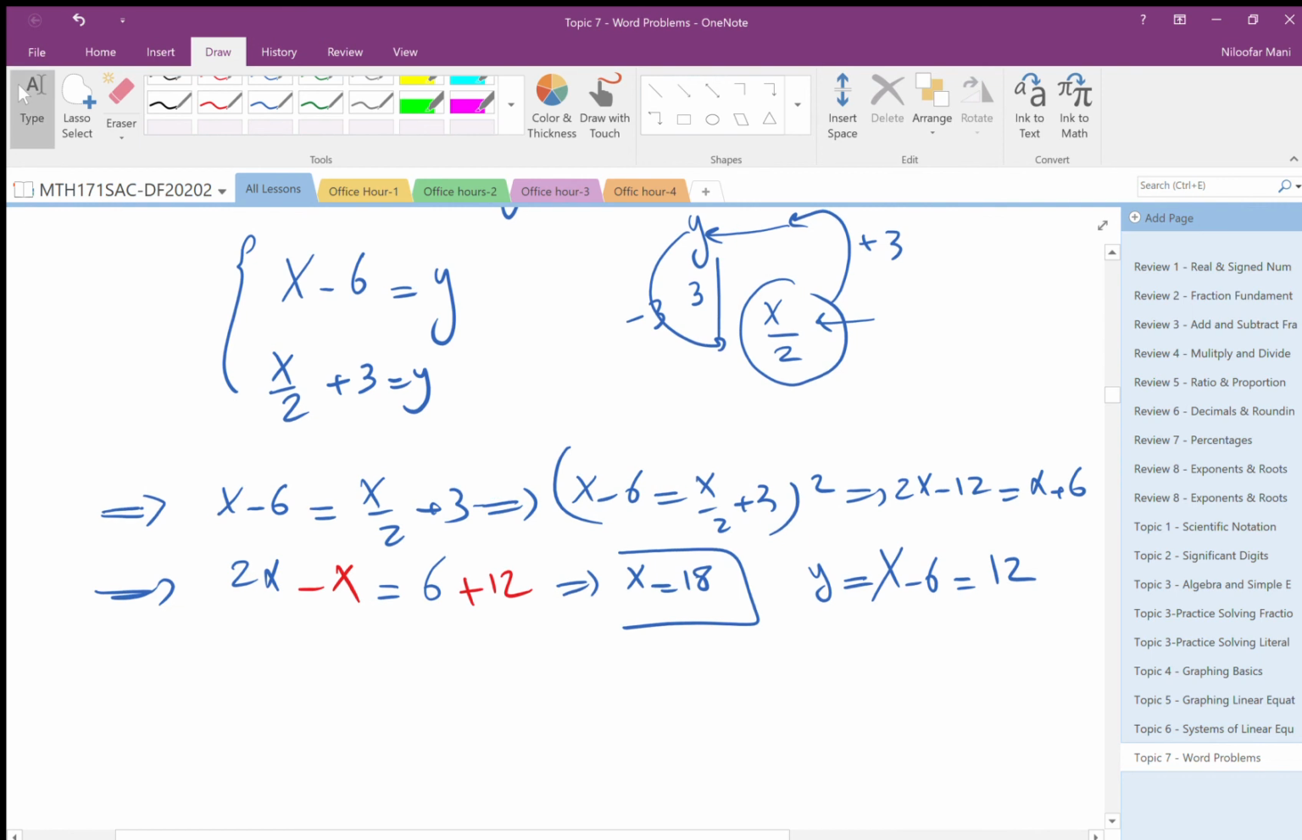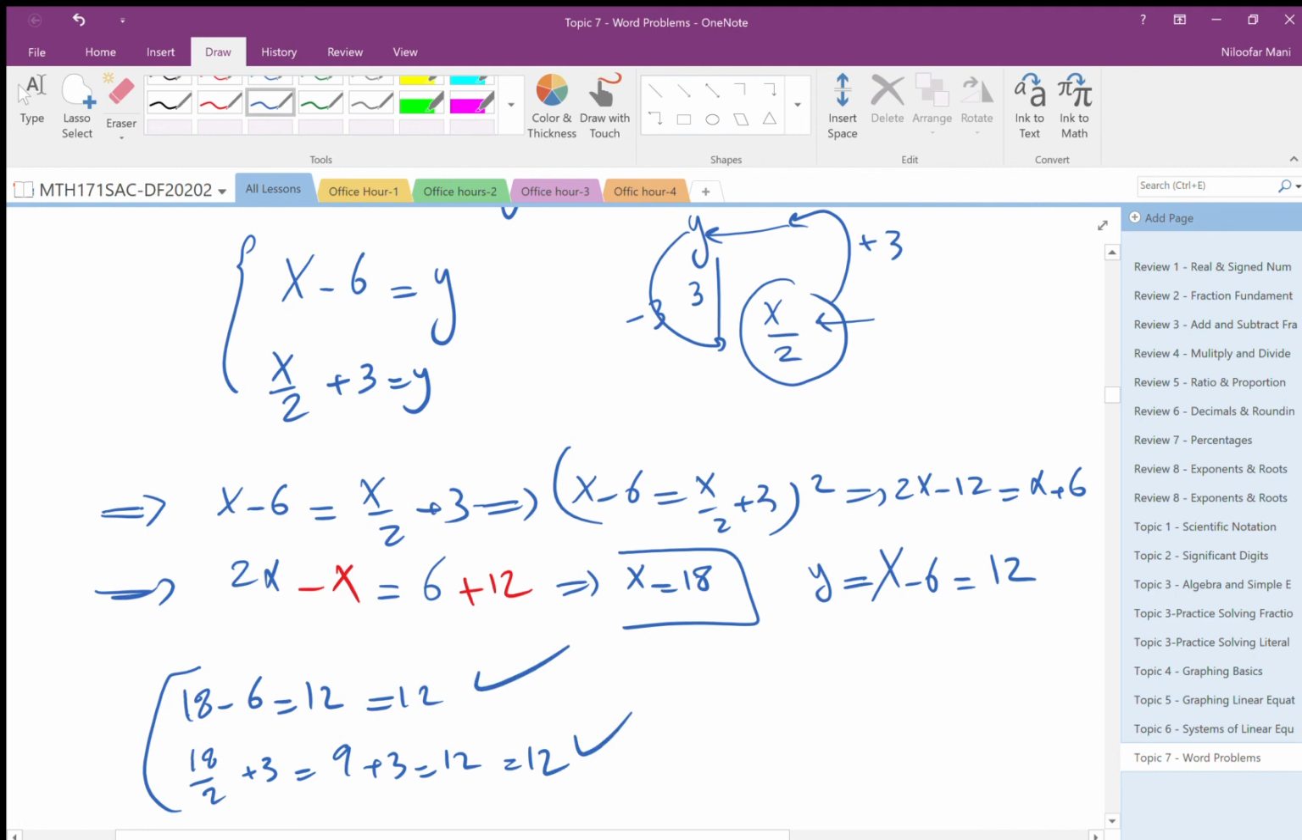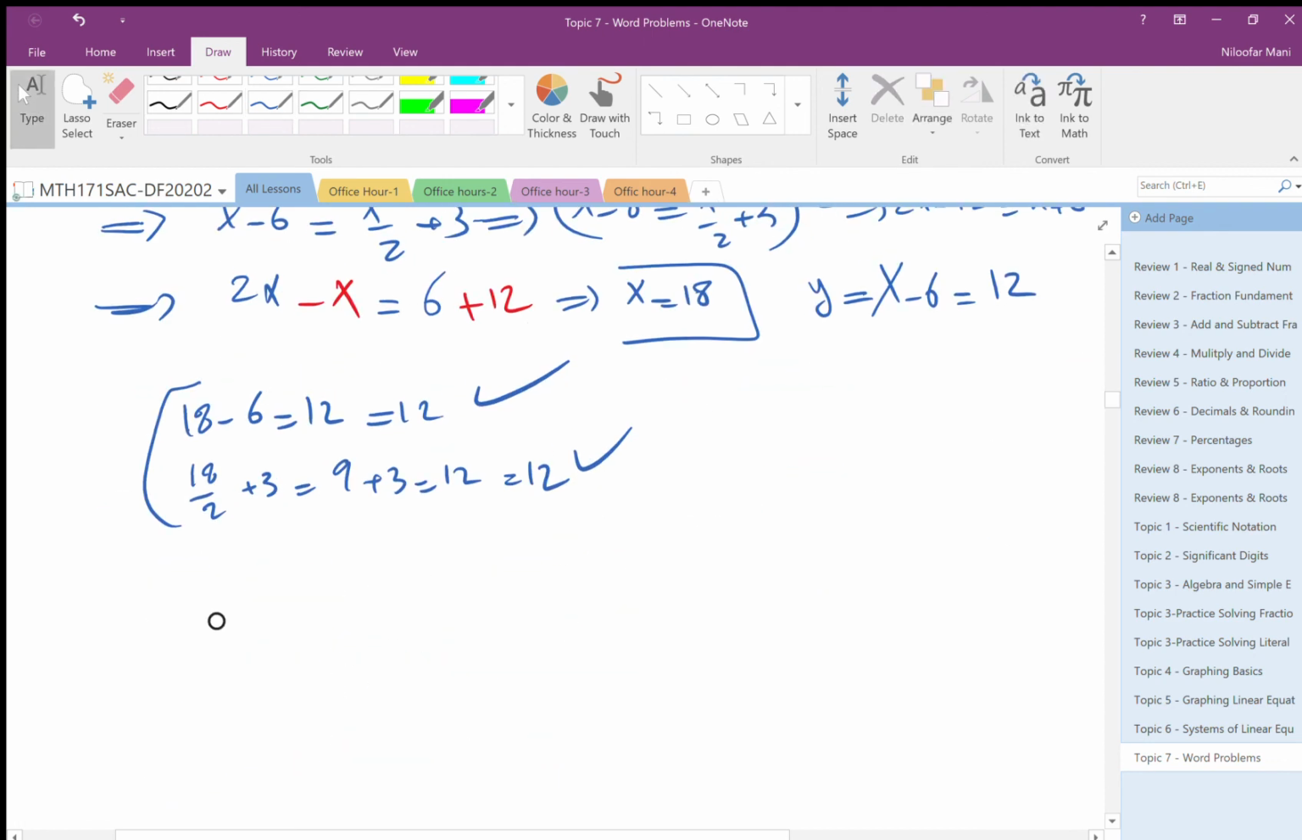Now I check. 18 minus 6 is 12, yes, and 18 divided by 2 plus 3, which is 9 plus 3, is 12. Perfect. This is checking. Now I can write a sentence: Jenny is 18 years old and David is 12 years old.